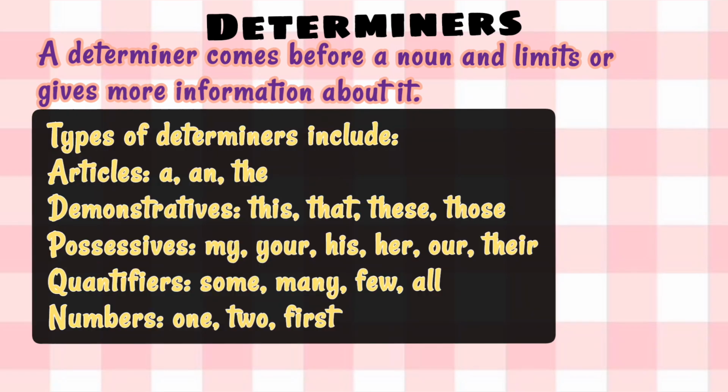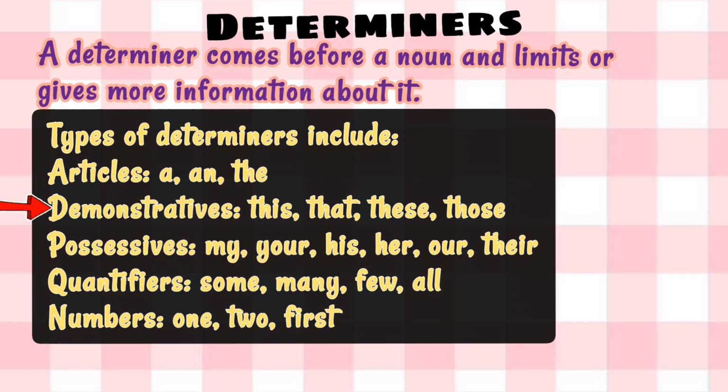We have different types of determiners and you can watch them in the determiner video, link is in the description box, but some types include the articles, which is one of the most known determiners. These articles are three words, a, an, and the.